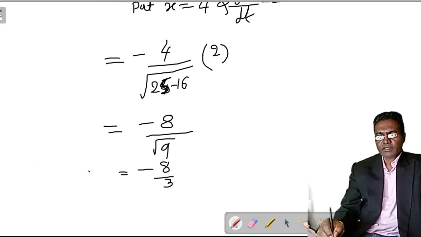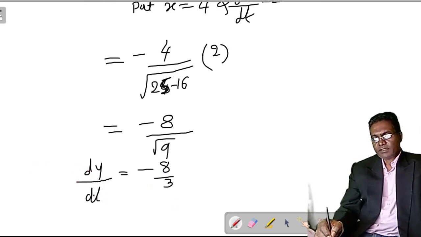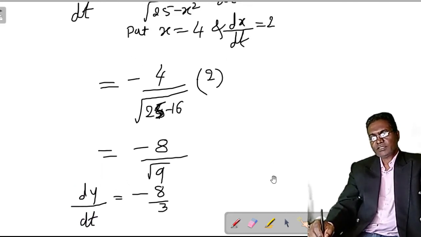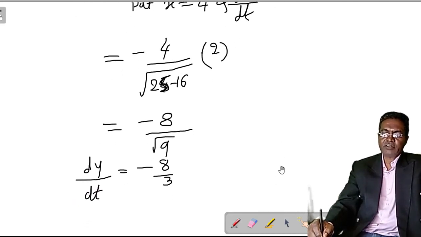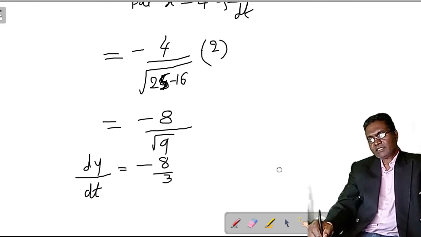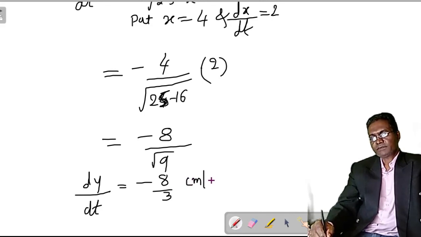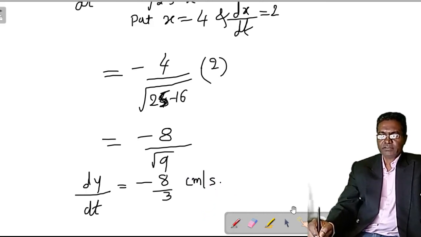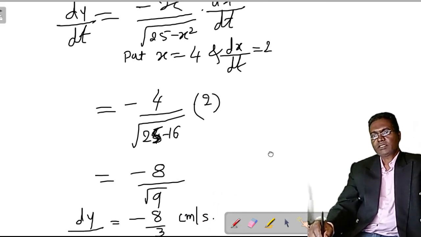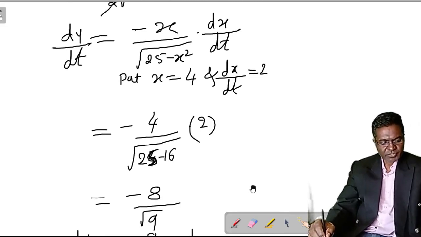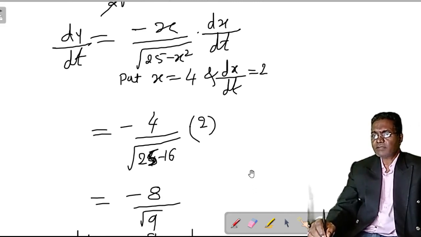This is your dy by dt. So y is decreasing at the rate of minus 8 by 3 centimeter per second. Okay, so this is all about the application of derivatives of 6.1. There are a few more examples. We will do it in one more session. So take care.